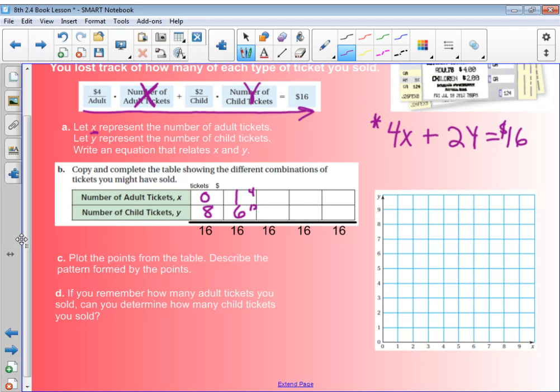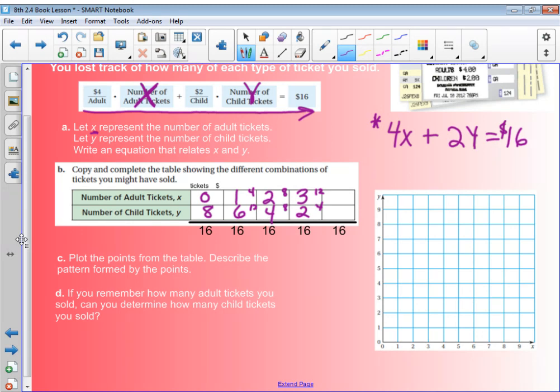Okay, so maybe we do 2 adult tickets, which 2 times 4 would give us $8 spent, which is going to leave me with $8 left to spend on the child tickets. So 8 divided by $2 would give me 4 tickets that I could buy for the child tickets. Maybe we would buy 3 adult tickets, which 3 times 4 is $12. So that leaves me with $4 left over, and I can buy 2 child tickets with that.